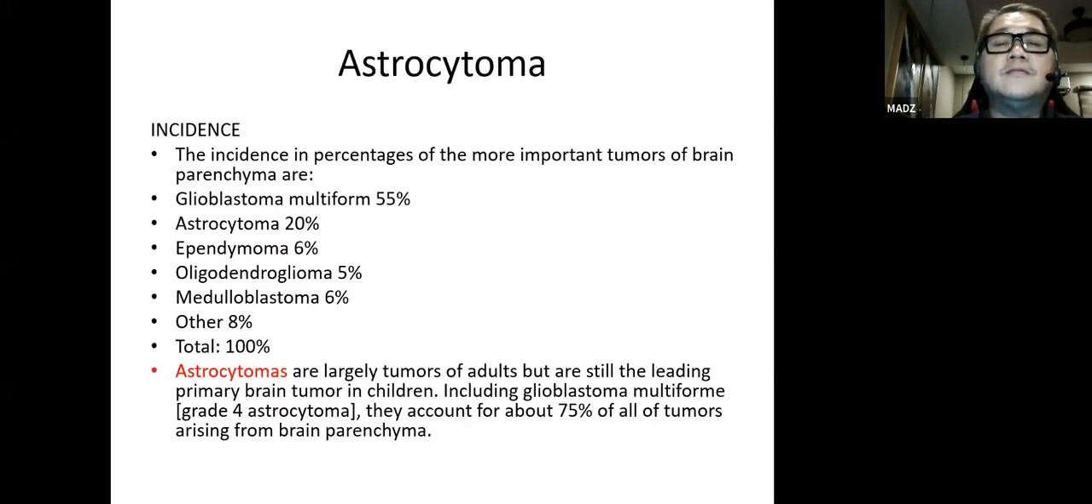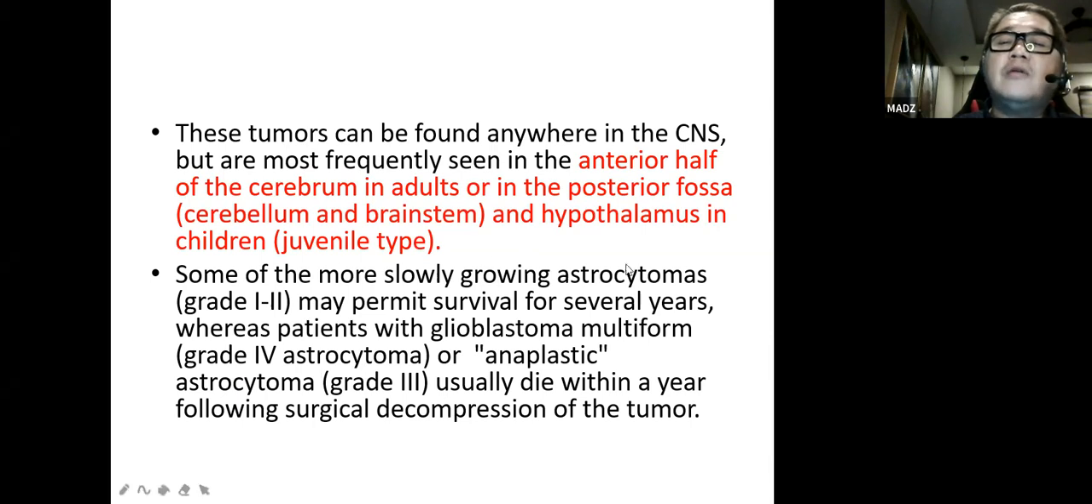So astrocytomas, these tumors can be found anywhere in the central nervous system, but are most frequently seen in the anterior half of the cerebrum in adults. And in children, it's usually the posterior fossa and hypothalamus. Some of the more slowly growing astrocytomas, the grade 1 or grade 2 astrocytomas, may permit survival for several years, whereas patients with glioblastoma multiforme, which is grade 4, and anaplastic astrocytoma, which is grade 3, usually die within a year following the surgical decompression of the tumor. Even with surgical decompression, it has a high mortality rate.